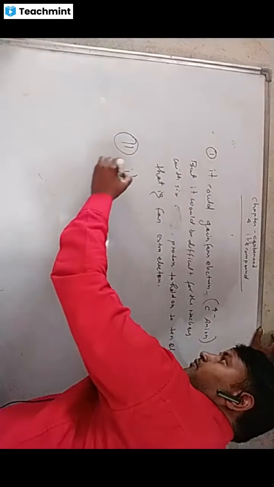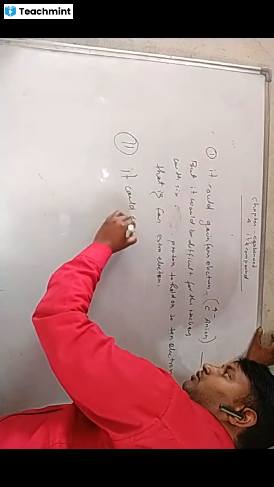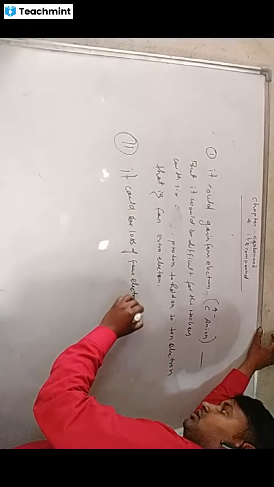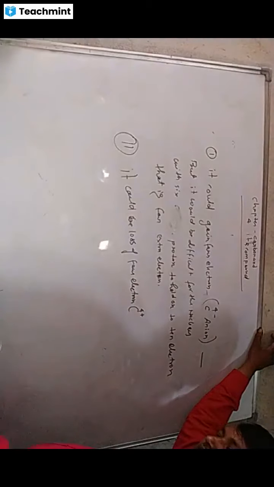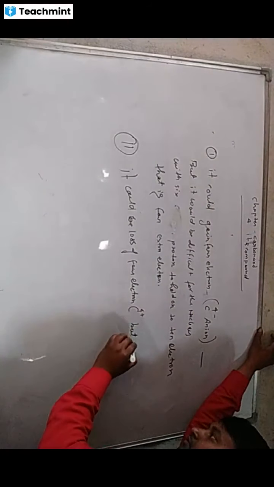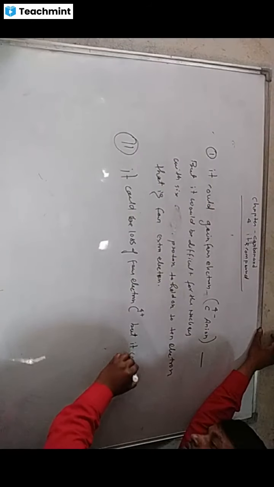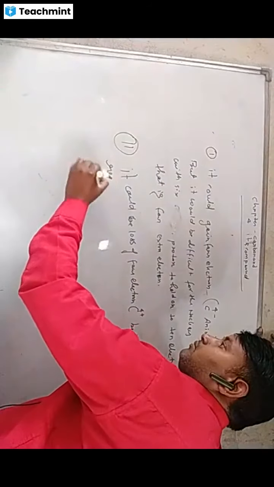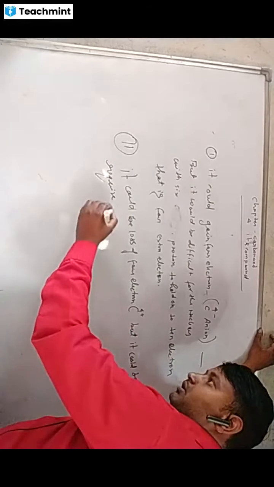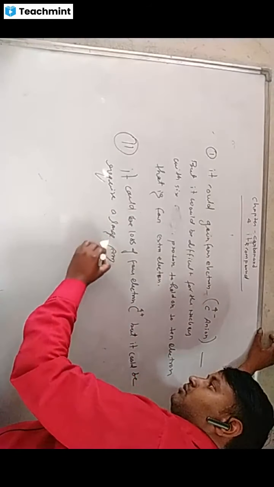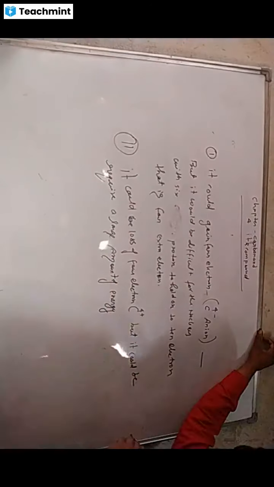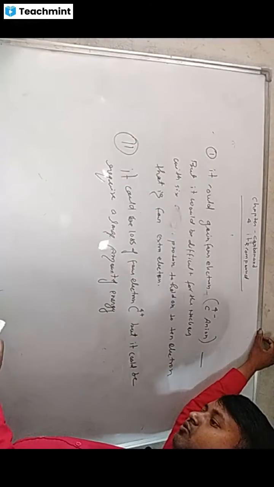And the second point: it could lose 4 electrons, giving C4+. But a large amount of energy would be required to remove the 4 electrons.